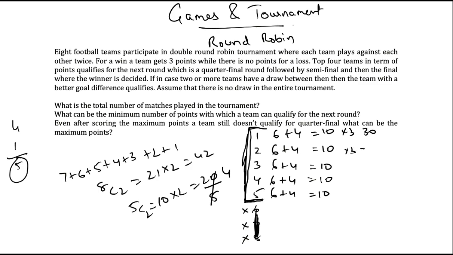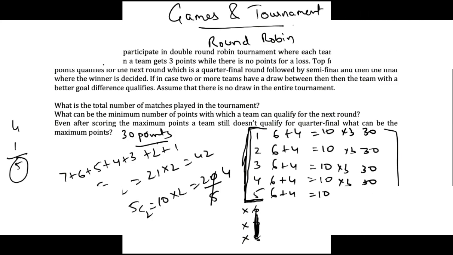So we have 30 for team 1, 30 for team 2, 30 for team 3, team 4 and team 5. Now 5 teams have 30 points each. Out of 5 only 4 will qualify, one will be out of the tournament, and the condition says that whenever two or more than two teams have an equal number of points, the team with a better goal difference will qualify. Now in this case we don't have to find the better goal difference, we have made the condition that a team even after scoring 30 points won't be qualifying for the next round.